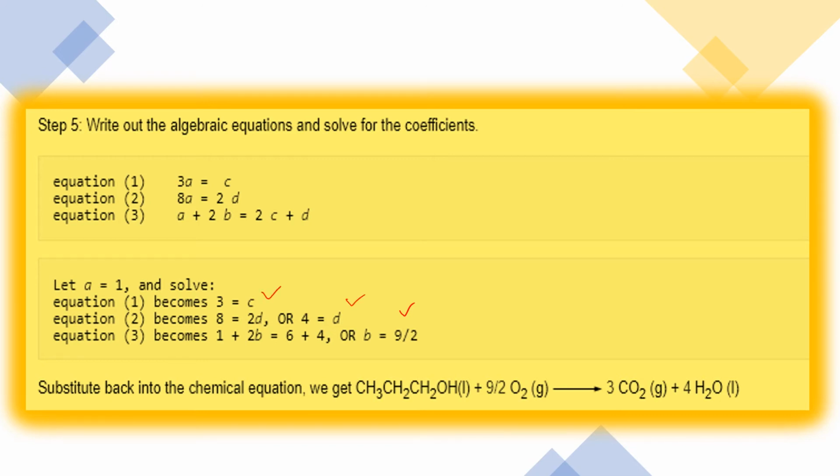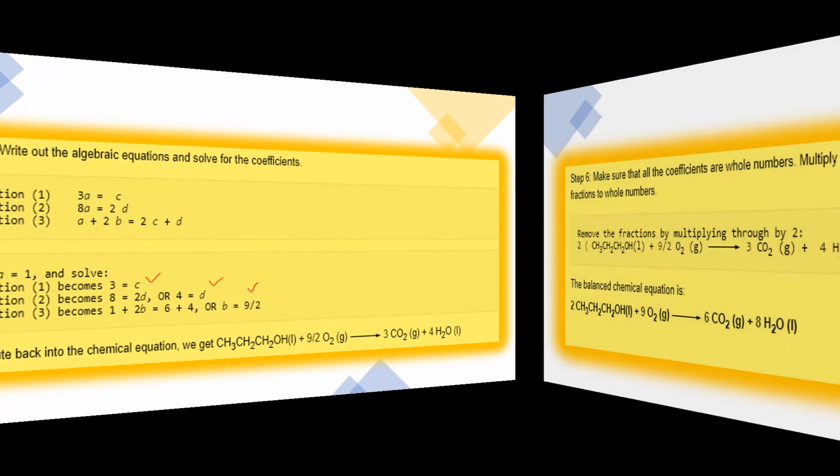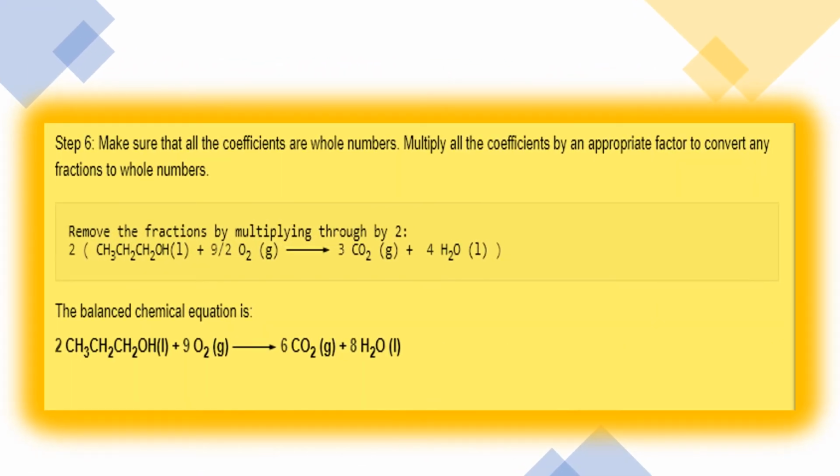So in order to avoid this 9 by 2, you multiply throughout by 2 and you get the same equation as in the previous case. Now the same thing can be done using our graphing calculator.